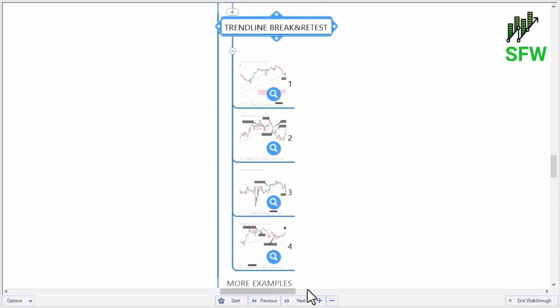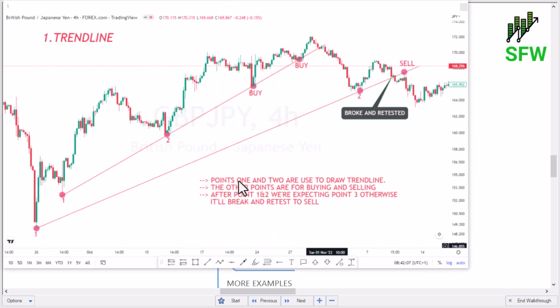Next, trend line break and retest. Point 1, point 2 are used to draw trend lines. The other points are for what? Buying and selling. After point 1 and point 2, we're expecting point 3, otherwise it will break and retest.